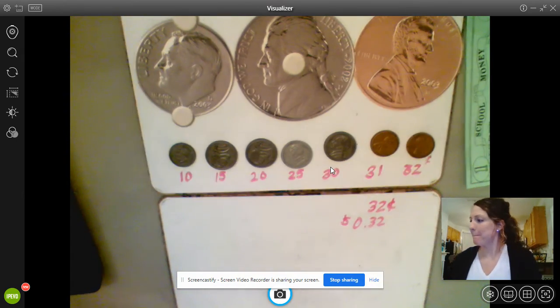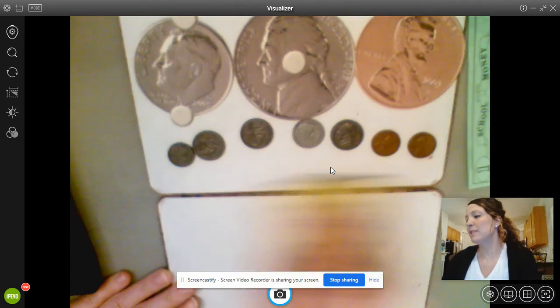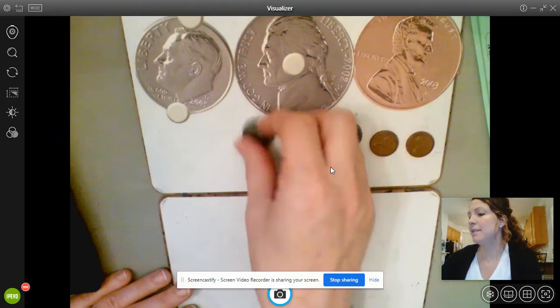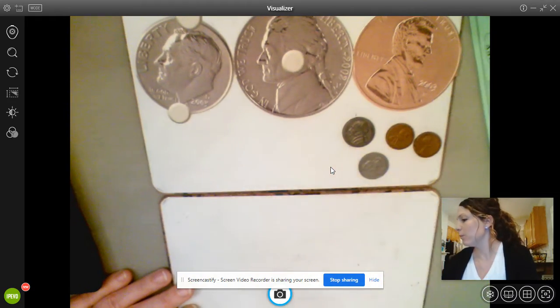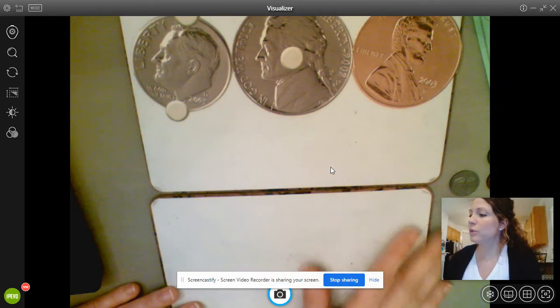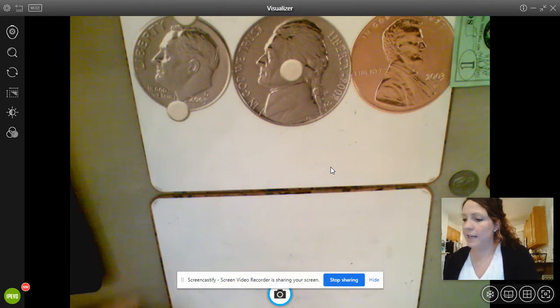All right. But if you notice, the coins weren't the same coins there. So there's many ways to make different amounts. So we'll get to that later on when we get closer to $1.